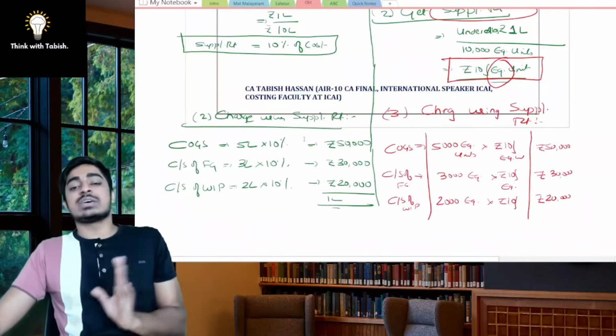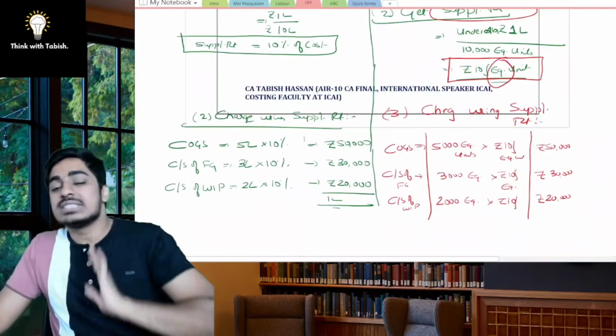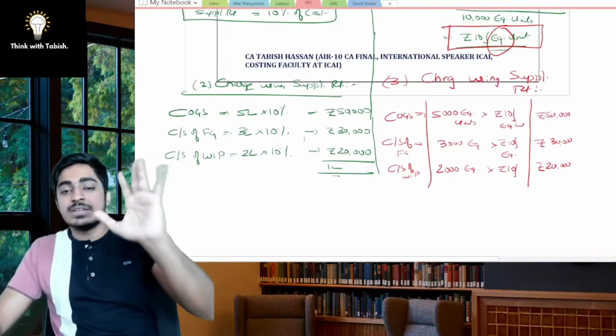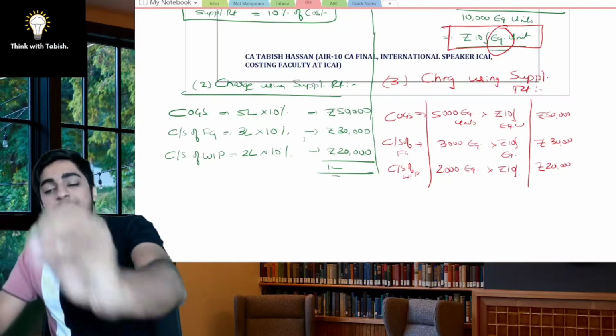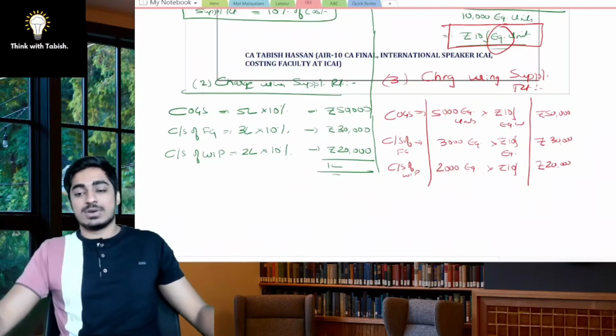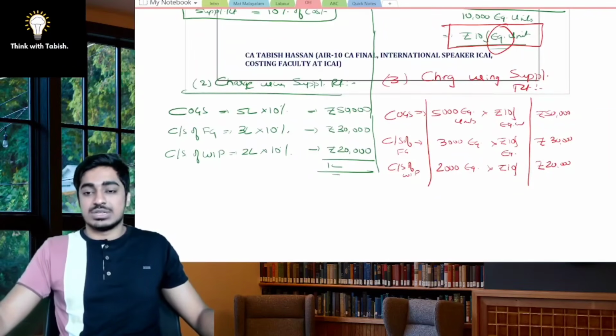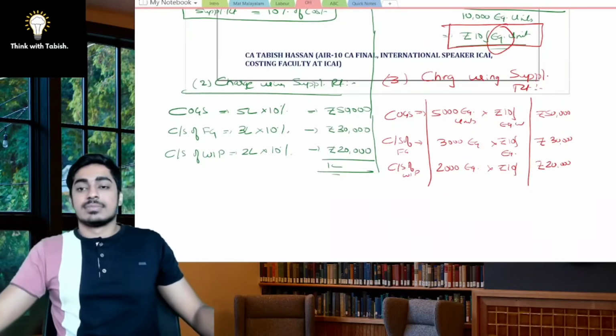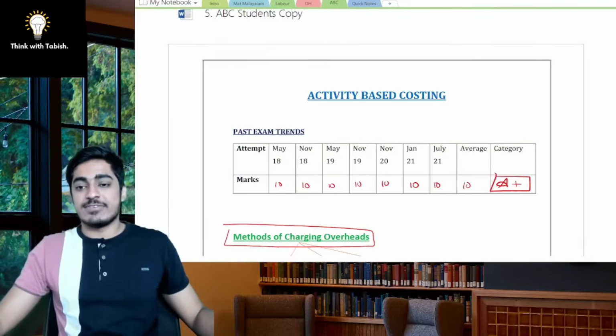Then, using the supplementary rate, we charge the under or over absorption. For cost of goods sold, we had 5,000 equivalent units into 10 per unit, so we get 50,000. Similarly for finished goods and closing work in progress. Clear with this, students? Any doubts?